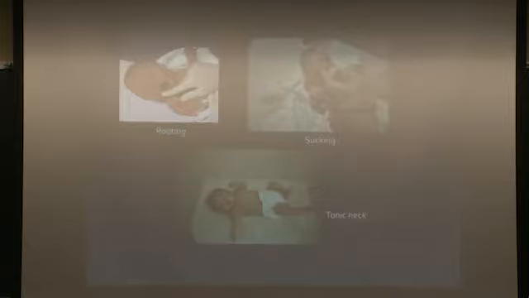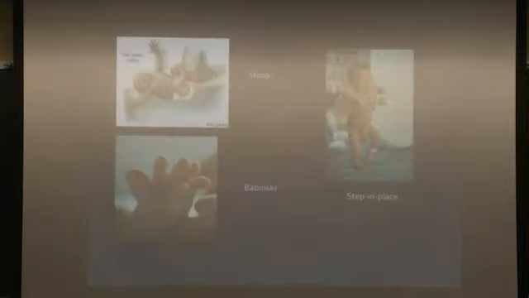Here are some photographs of the rooting, sucking, and tonic neck reflexes. The Moro reflex, you can see the arms and the fingers flare out. Babinski, the toes flare, and the stepping in place.